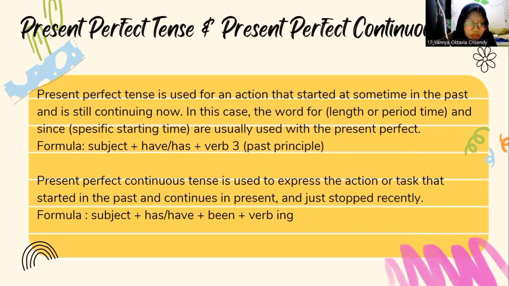The present perfect continuous tense is used to express an action that started in the past and continues in the present, and is just finished presently. The formula is subject plus has or have plus been plus verb in V-ing.